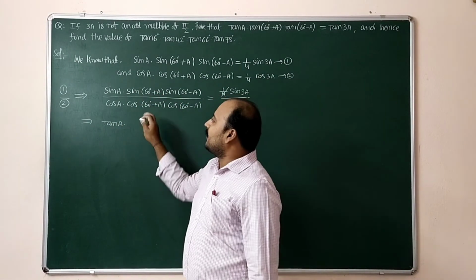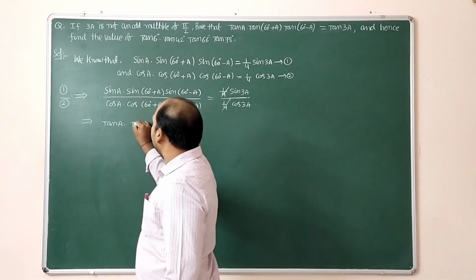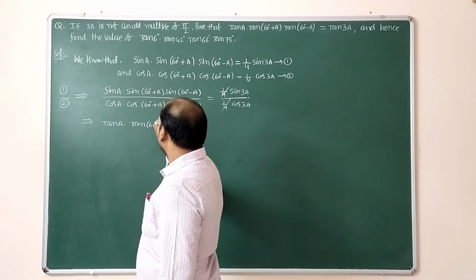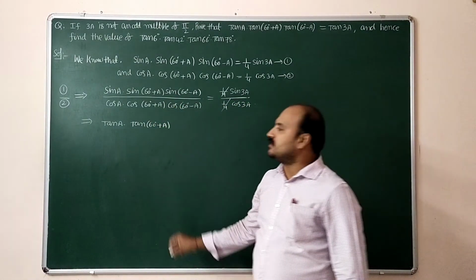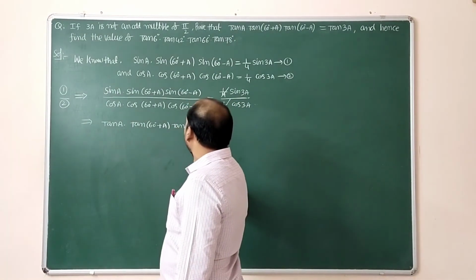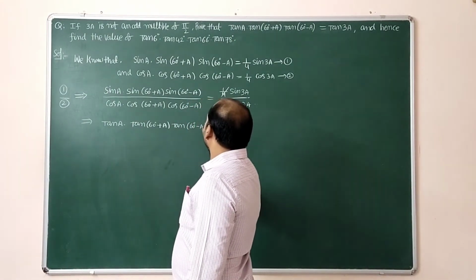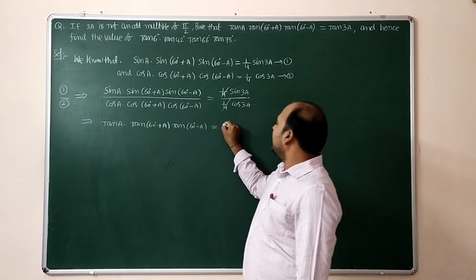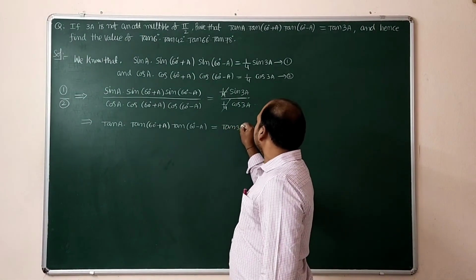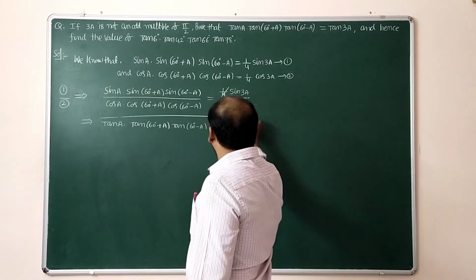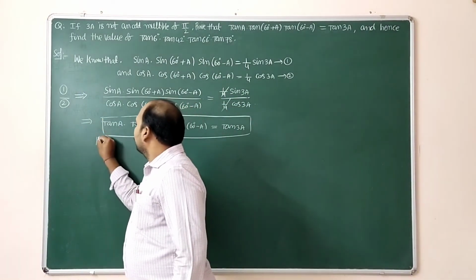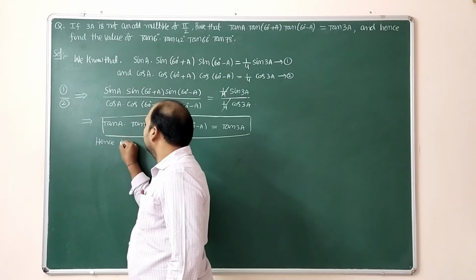Sin a by cos a is equal to tan a. Sin 60 plus a by cos 60 plus a is tan 60 plus a. Sin 60 minus a by cos 60 minus a is tan 60 minus a, which is equal to sin 3a by cos 3a, which is tan 3a. We got the result now. They are asking to prove tan 3a. We got it. Hence proved.